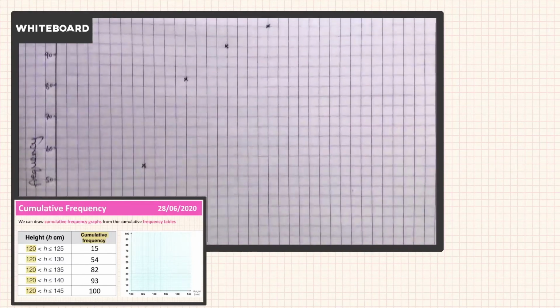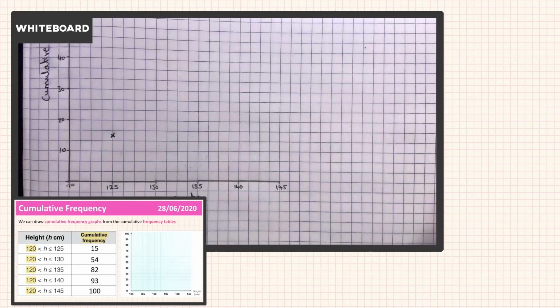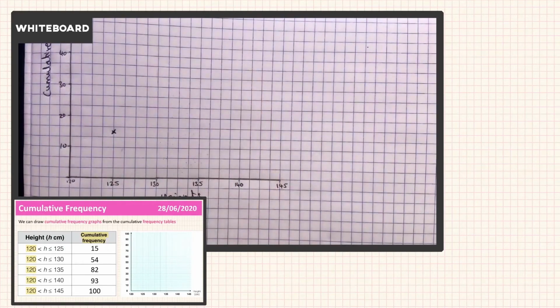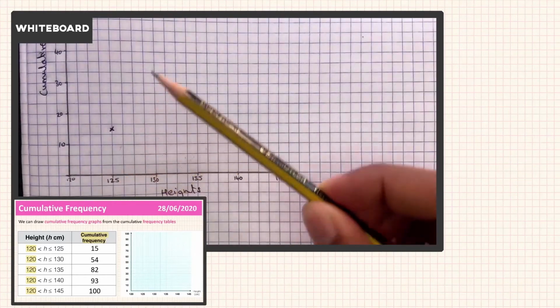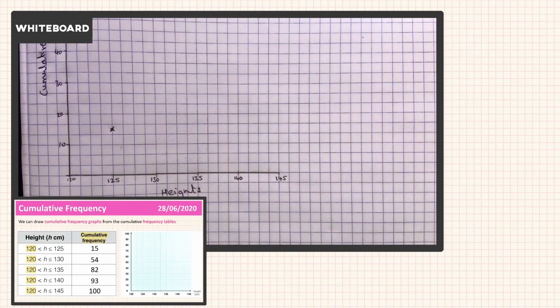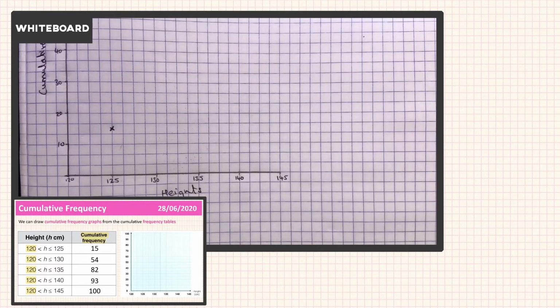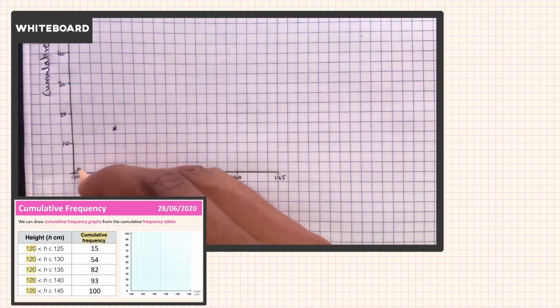My next step would be to take a pencil. So I take a pencil and I draw a smooth curve going through all of these points. I need to make sure I go through every one. You're going to need a little bit of practice. So some of you may need to do this a couple of times. You just rub it out and do it again. I've had a lot of practice doing this, so I'm pretty confident that I can do this in one go.